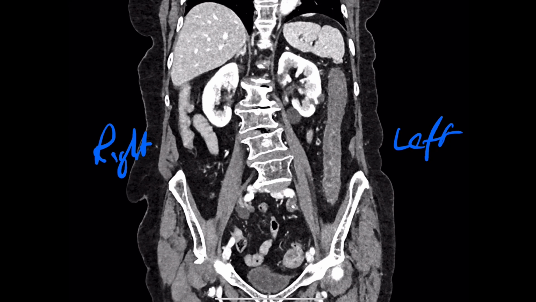Left kidney here, right kidney here, liver, spleen. And those two things are the psoas muscles, with the spinal column in the middle, which is a little bit curved. A little bit of a scoliosis in this particular patient. But that's not the abnormality. The abnormality is actually here.